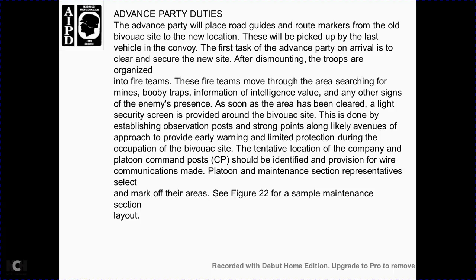Members of the advance party will be posted as road guides for the route from the old bivouac site to the new location. These will be picked up by the last of the vehicles and then the convoy. The first task of the advance party on arrival is to clear and secure the new site.